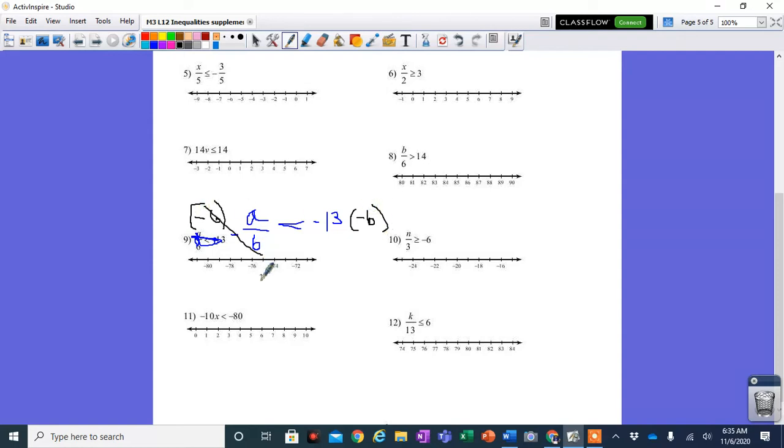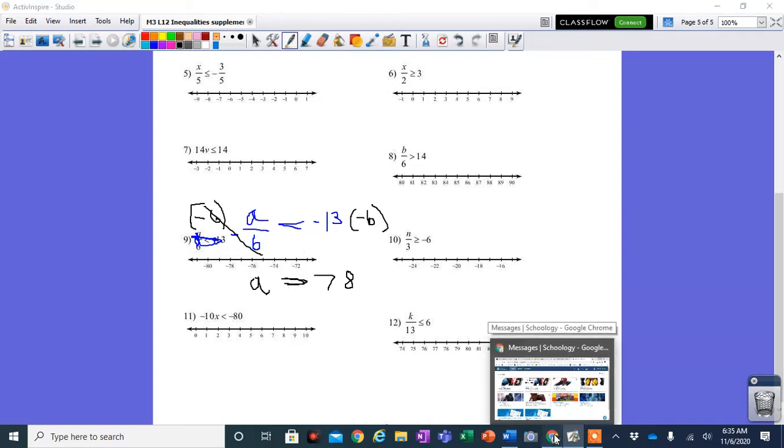So then these negative 6's would cancel, you would get a, but because you multiplied by a negative number, the sign has to flip. This number here doesn't matter. It's the number you multiply by. So then a would be greater than negative 13 times negative 6, which is 78. So in this case, a would be greater than 78. And again, I changed the problem. So let's go to some of the Khan Academy problems.